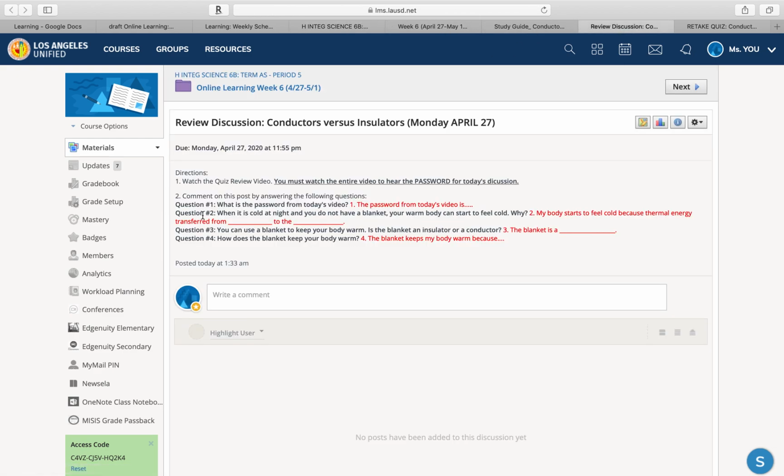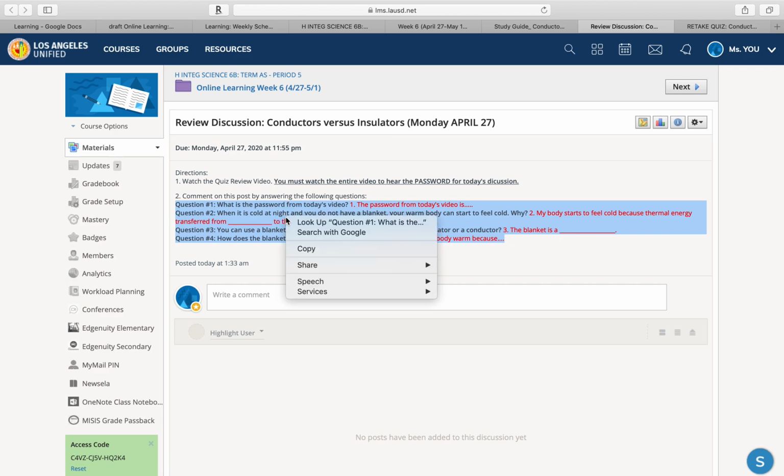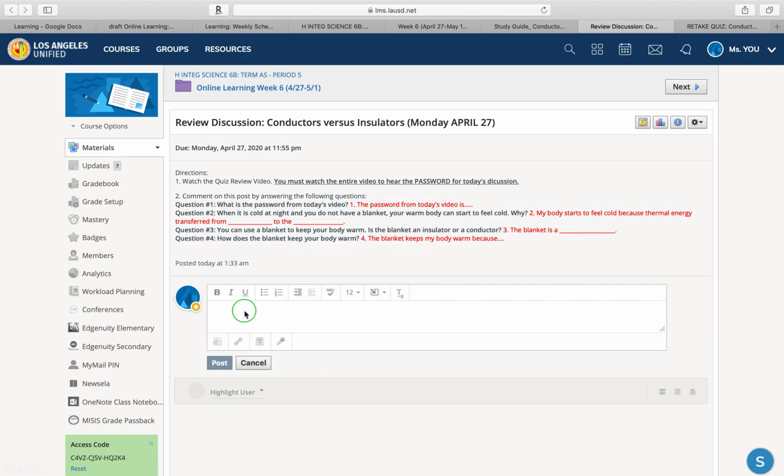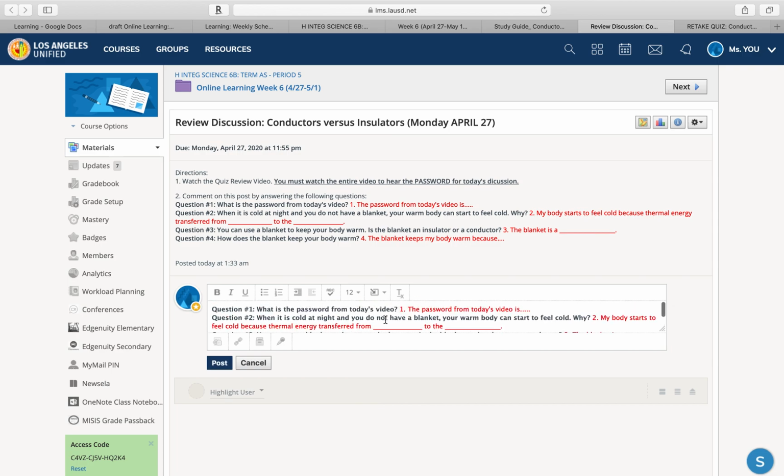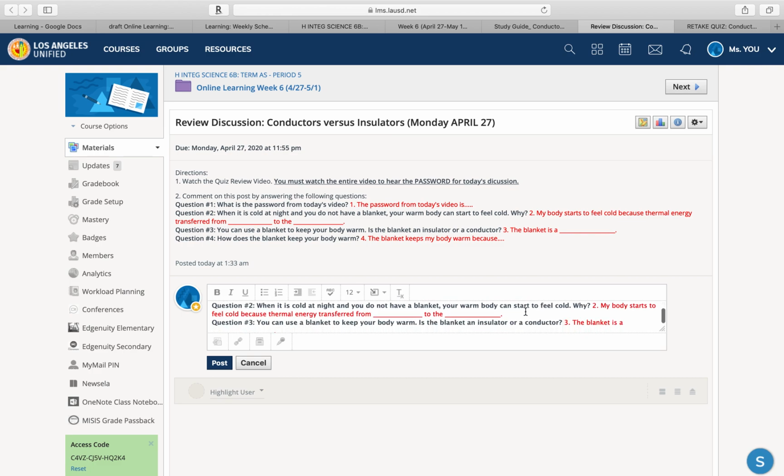For your discussion post, you have to say today's password. So today's password, first I'm going to copy the questions. You can press copy, and then where it says write a comment, press paste. So it says, what is the password from today's video? The password from today's video is, we're going to write wood. So the password is wood, W-O-O-D. So that's our password, and then you can answer these 4 questions.